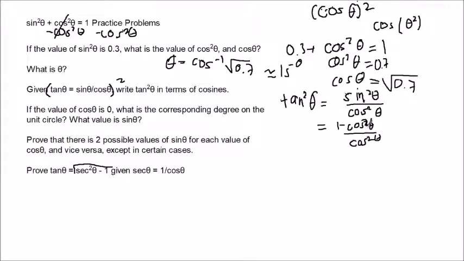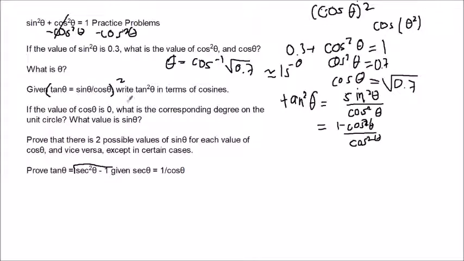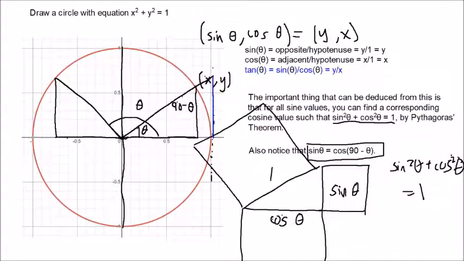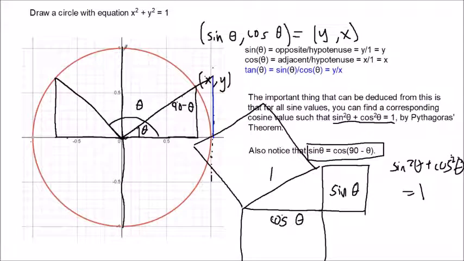If the value of cosine is 0, what is the corresponding degree on the unit circle? And what value of sine theta? Well, let's go back to your unit circle. If the value of cosine theta is 0, cosine theta is x, right? So when x is equal to 0, it's basically this line right here, right? So when the value of cosine theta is 0, x is equal to 0, and theta can be 90 degrees exactly. Look, 90 degrees exactly.